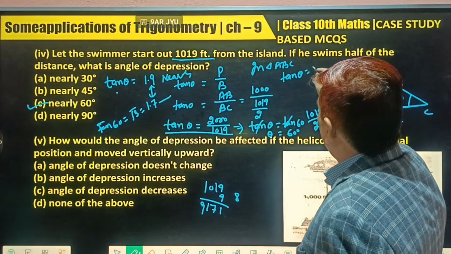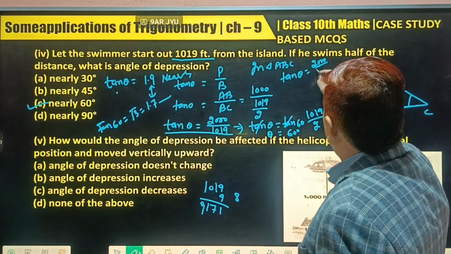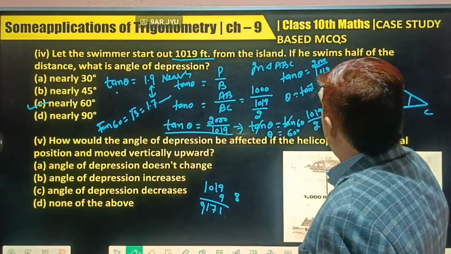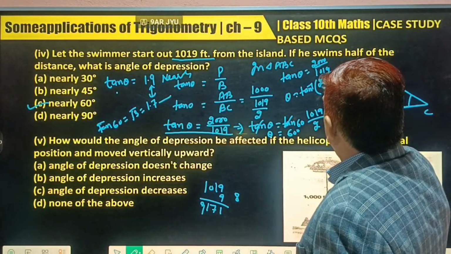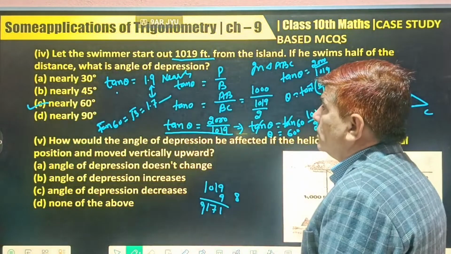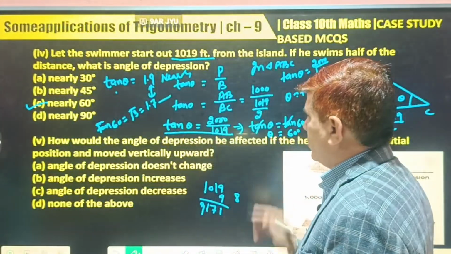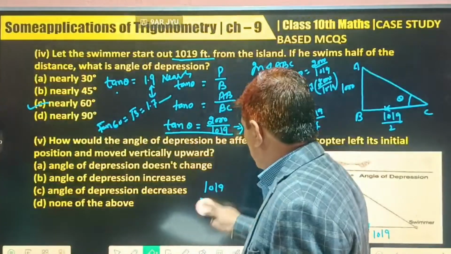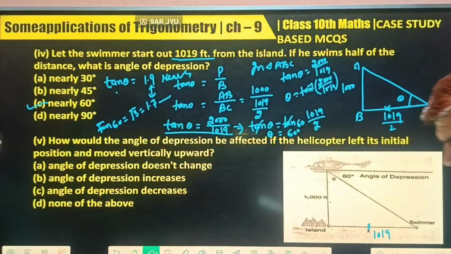Otherwise, in some books they apply this also. Tangent theta is equal to 2000 by 1019, and theta equals tangent inverse 2000 by 1019. Then you can also find it in decimal form. So directly you can find it out. Got it?